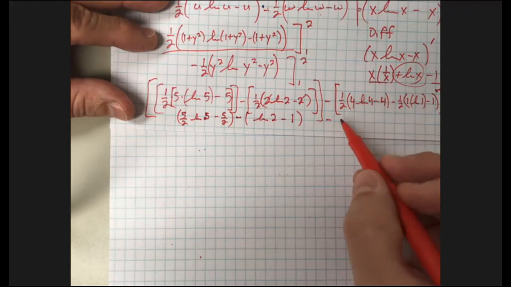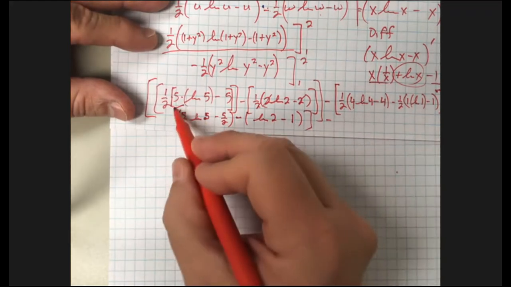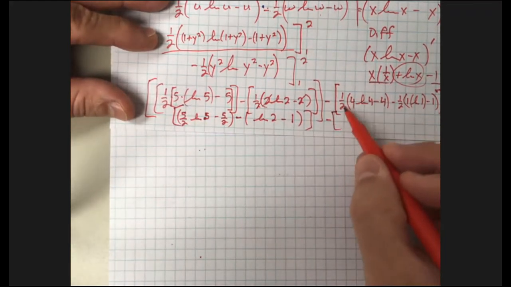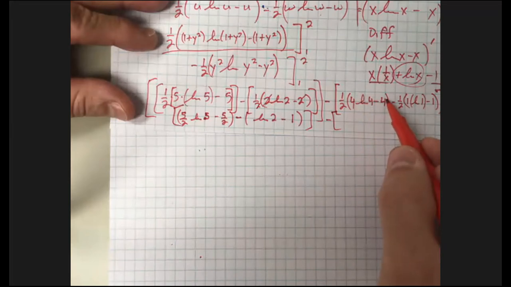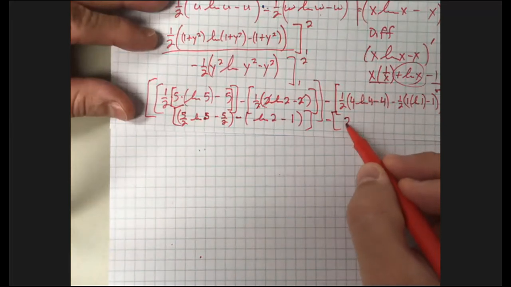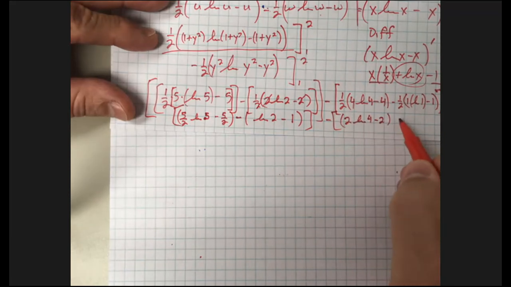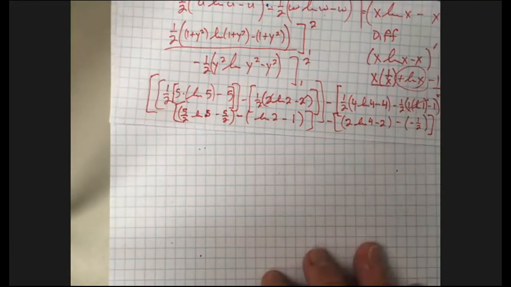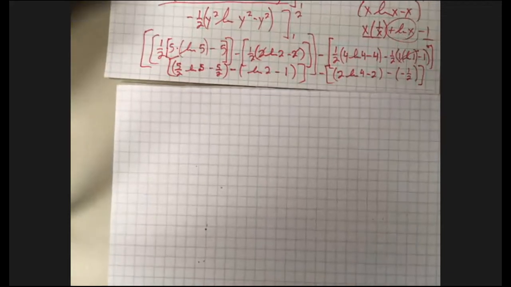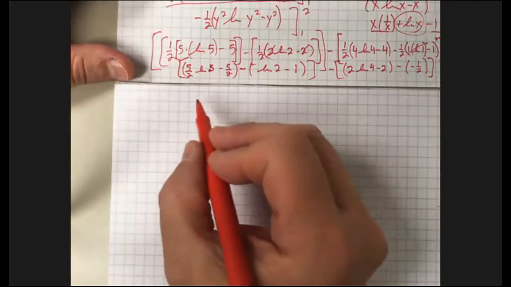And here I get a canceling of 1/2 of 4 is 2, and 1/2 of 4 here is 2. So I get 2 log 4 minus 2. And here I get 1, log 1 is 0, and I get minus negative 1/2. I'm nervous that I got too many minuses here, but we're going to have to sort this out in a second anyway. So let's see what we got here.